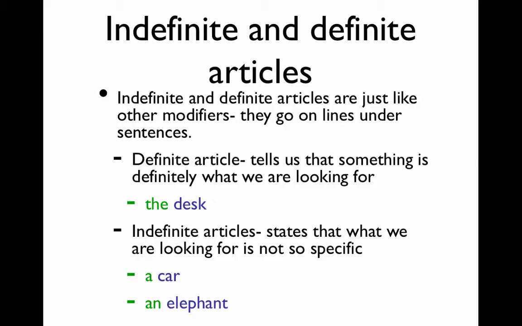Now, there's something called indefinite and definite articles. Basically, it's the words the, a, and an. A definite article tells us that something is definitely what we're looking for. So, for example, the desk. Indefinite articles state that we're not so sure. A car or an elephant. Basically, if you want to know a little secret, definite and indefinite articles are just really specific, fancy adjectives.